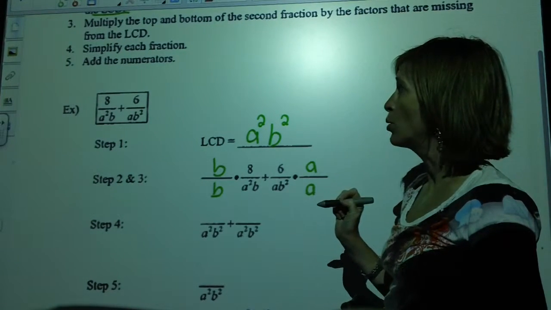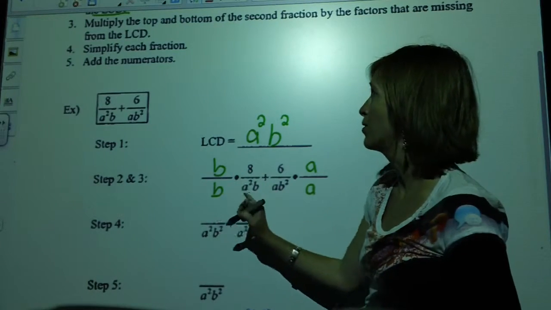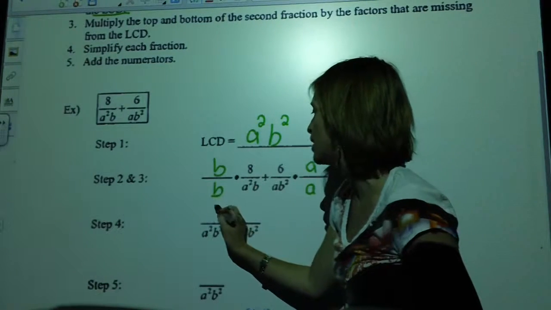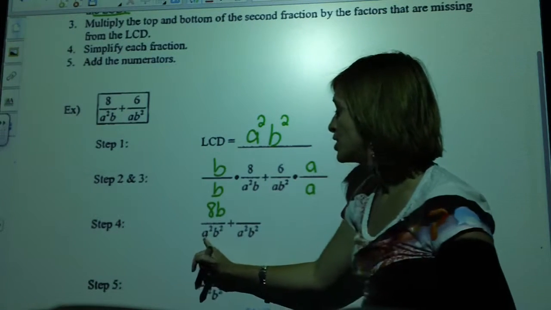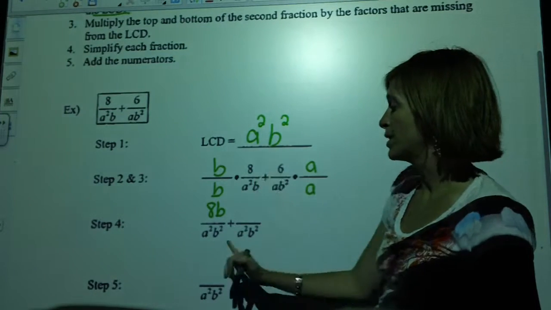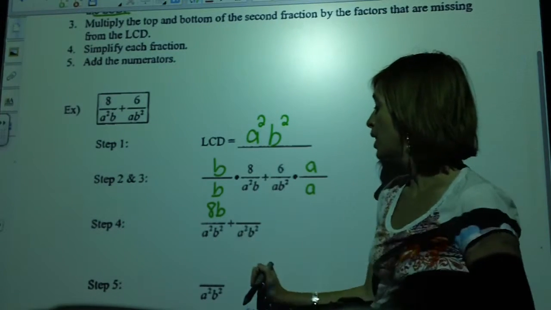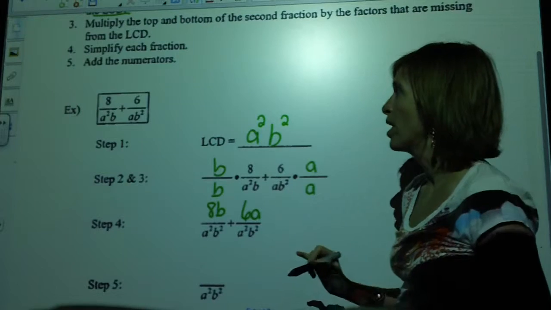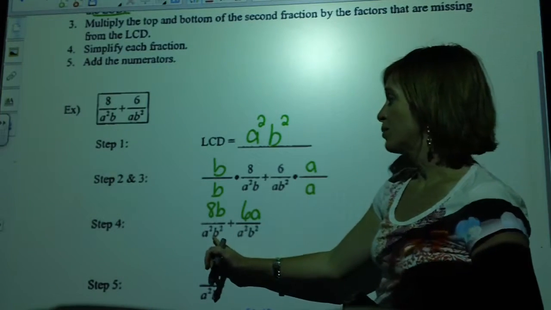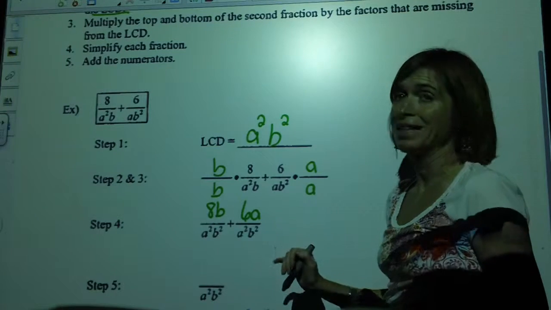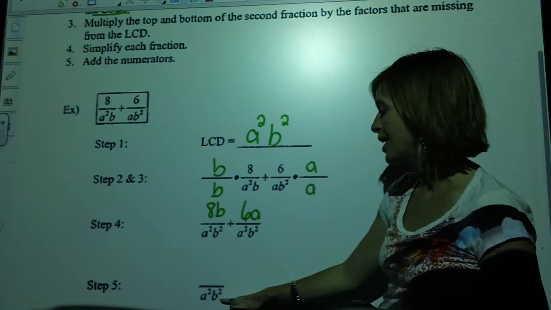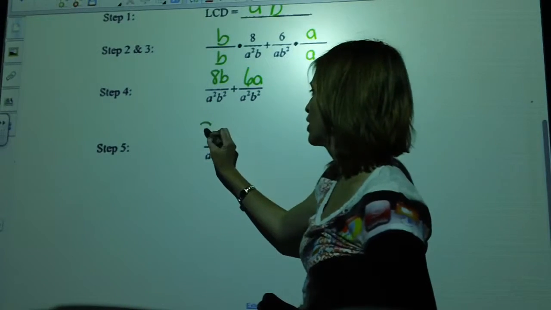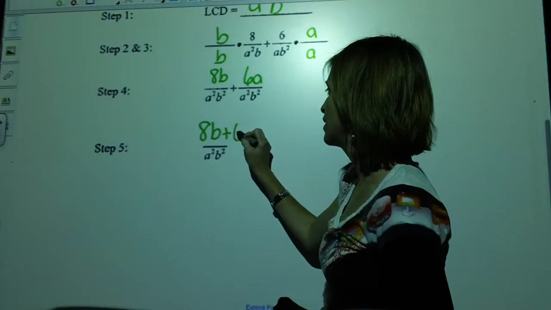Step 4 would be to simplify each fraction, so we're going to multiply. Multiplying the top and the bottom, sorry, steps 2 and 3. Multiply the top and the bottom, so 8 times b gives me 8b. The denominator will then become whatever your LCD is, so a squared b squared, plus 6 times a would give me 6a, over a squared b squared. All right, so now that we've simplified each fraction and the denominators are exactly the same, we add the numerators and we keep the denominator. So we're going to get 8b plus 6a.